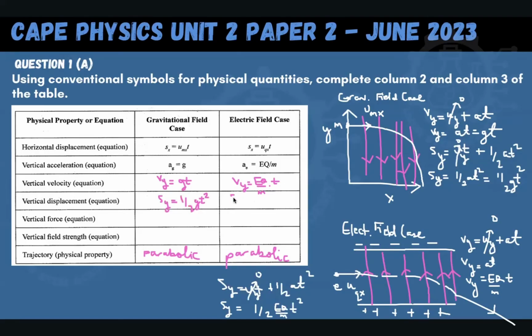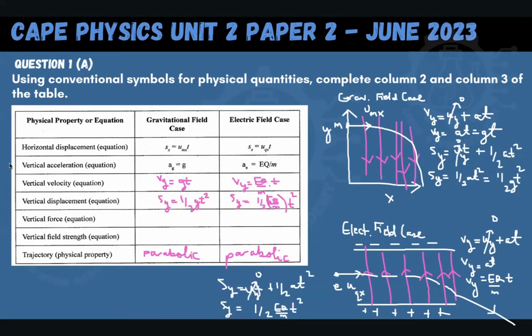So Sy is equal to half EQ over M, that's my acceleration, right? Half EQ over M times the T squared. All right, so that's my vertical displacement.